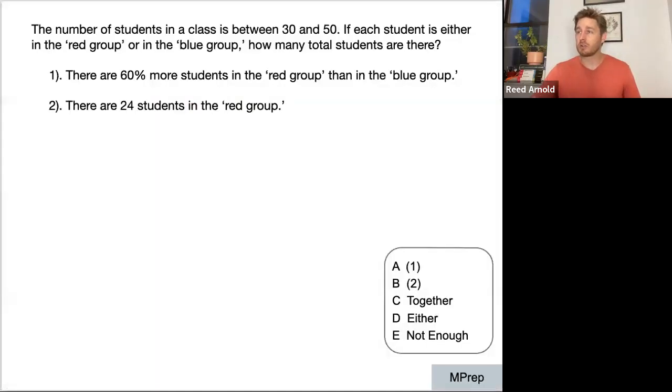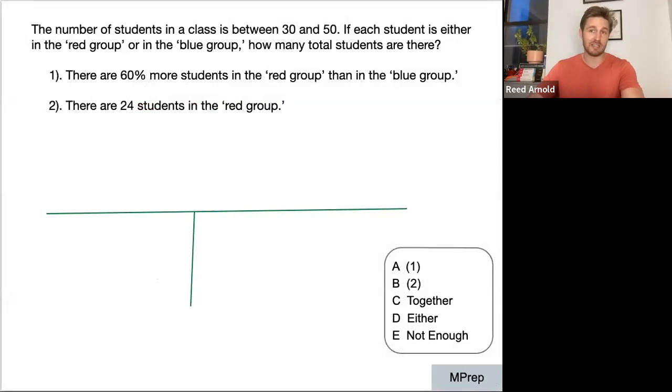And for this particular question, this is one of the most common testing cases errors I see. Students don't test cases at all. That's one of the first and most important errors to talk about with testing cases: did you even test cases? And so if I'm doing this question, I'd say, okay, so there's 30 to 50 students in this situation. They're in red or blue group. I want to know the total. That's the question. What is the total?